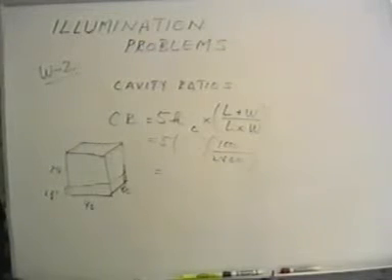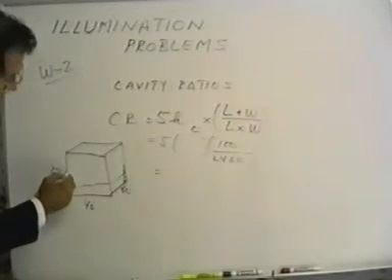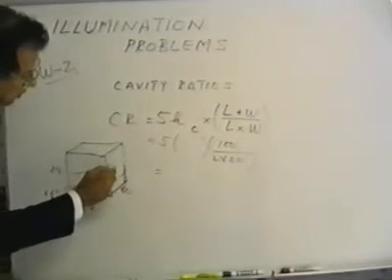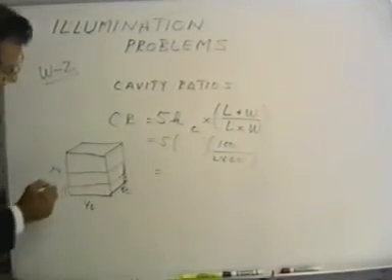Problem number 2 is similar to problem number 1. We have basically the same room. It's 40 feet by 60 feet with a 24-foot ceiling height. But now the luminaires are suspended 12 feet from the ceiling. So we can put a line across here, which will indicate this is where the luminaires are.